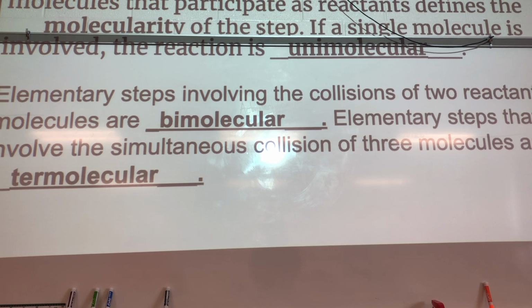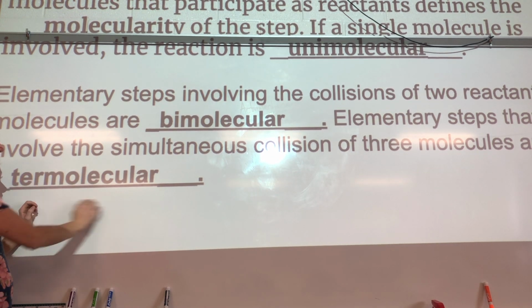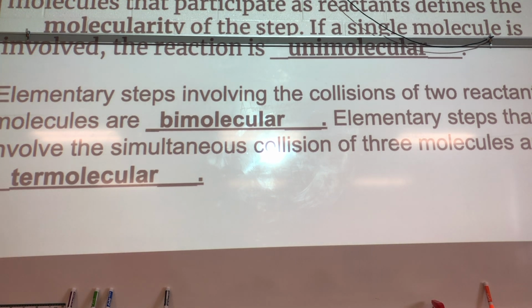And then turn. Okay, just make a note, these are very rare. So if the question is, is this a termolecular reaction? The answer most of the time is no. It's not doing that because it's just so rare for that to happen.